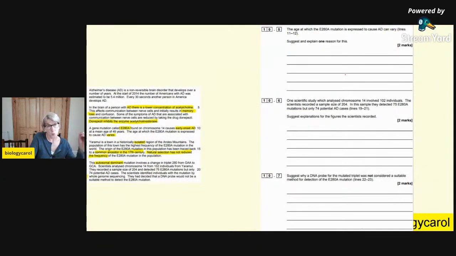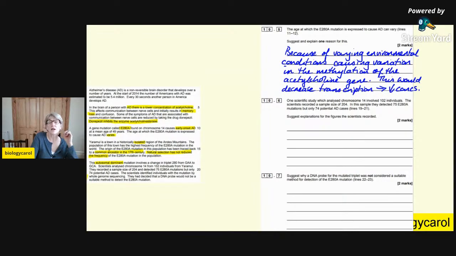Final page. The age at which the mutation is expressed to cause AD can vary. Suggest and explain 1 reason for this. I can't remember what. Oh, yes, of course. No wonder my mind went blank. Can vary. So I had to stop and think about this.